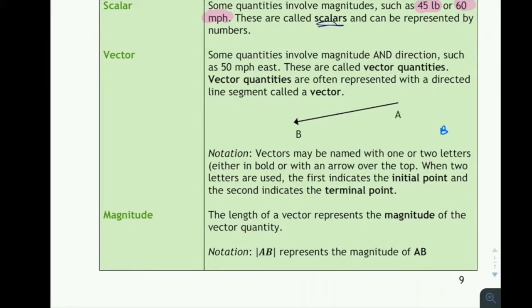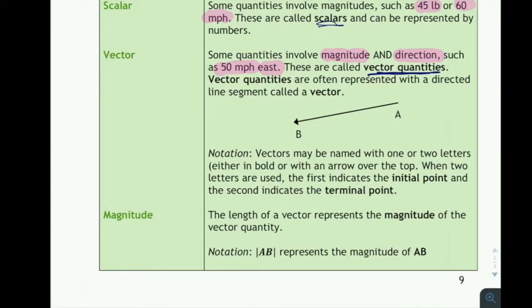What's different about vectors is they have both a magnitude and a direction. So something like, not only are we moving at 50 miles an hour, but we're going east. You have a magnitude of 50 miles per hour and a direction that is east. So magnitude and direction is called a vector quantity. A lot of times you'll have these represented by a directed line segment, kind of like a ray, except it actually stops. So a directed line segment is called a vector.